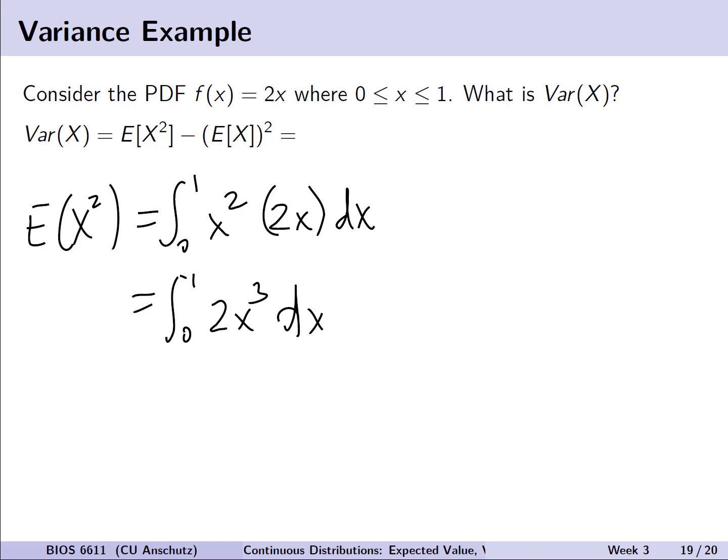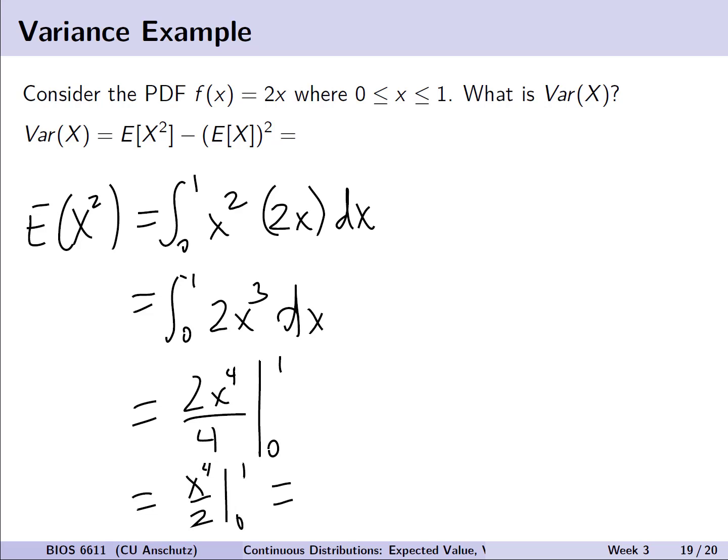So now if we take our integration here with respect to x, we will see that we have 2x to the 4 divided by 4, evaluated from 0 to 1. We can rewrite this as x to the 4 divided by 2, 0 to 1, which is equal to 1 to the 4 divided by 2 minus 0 raised to the 4th power divided by 2, or 1/2.